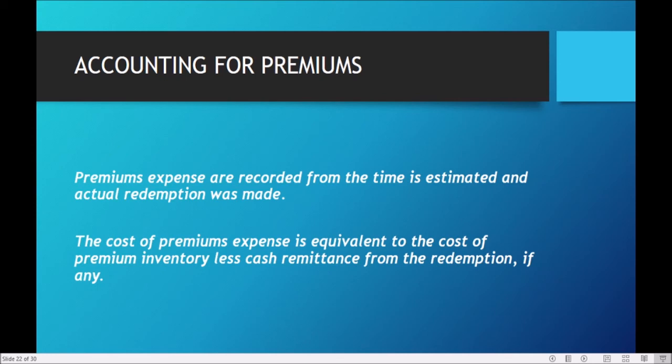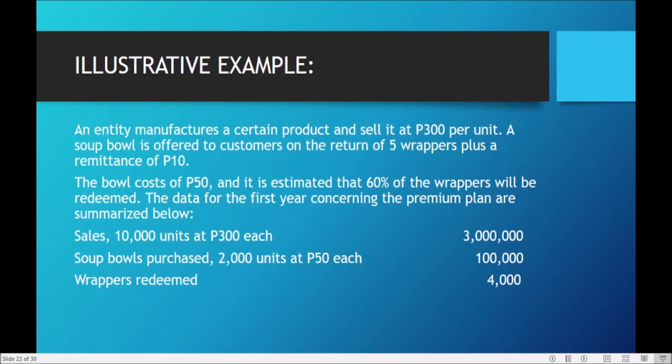Oh. Ibig sabihin, the cost of premium expense is equivalent to the cost of premium inventory. Kung magkano yung glass, then ibabawas mo yung 10 piso na kasama sa pagkuha ng premium na yon. Okay? So, I will discuss it clearly in the illustrative example that I prepared. Illustrative example. An entity manufactures a certain product and sell it at 300 per unit. A soup bowl is offered to customers on the return of 5 wrappers plus a remittance of 10. Ibig sabihin, you will be given a soup bowl if you will return 5 wrappers, then additional 10 pesos.